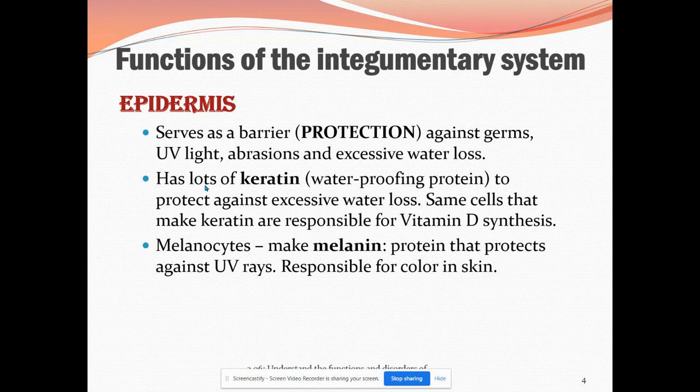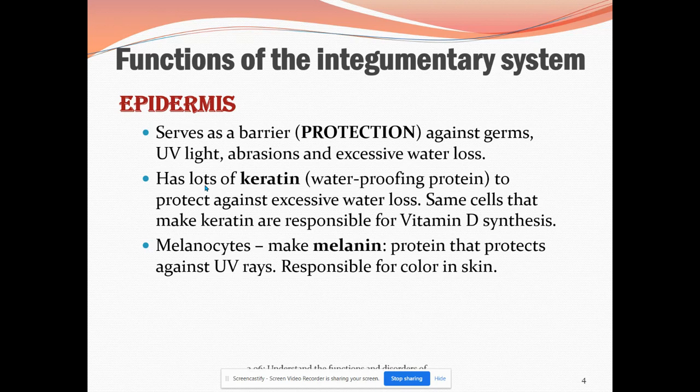So melanin, or melanocytes, which make melanin, is a protein that makes you the color that you are. So darker skinned people make more melanin, and us pasty folk make less melanin. And melanin is what protects you from UV radiation. So when you get tan, when you get darker, that's your body making more melanin to try to defend yourself from all the sun that you're coming into contact with.